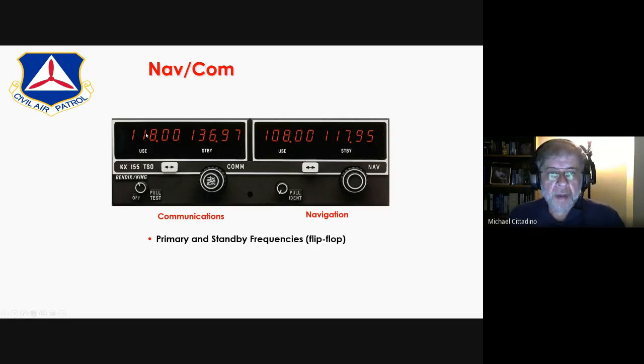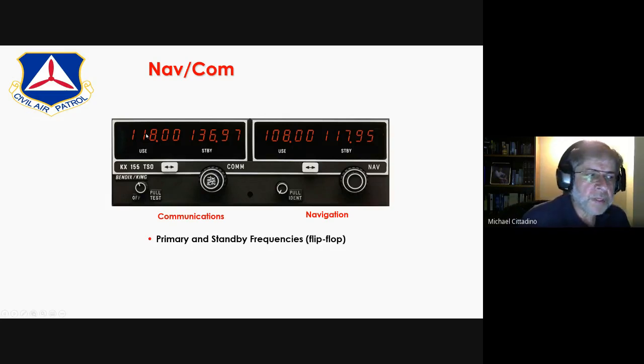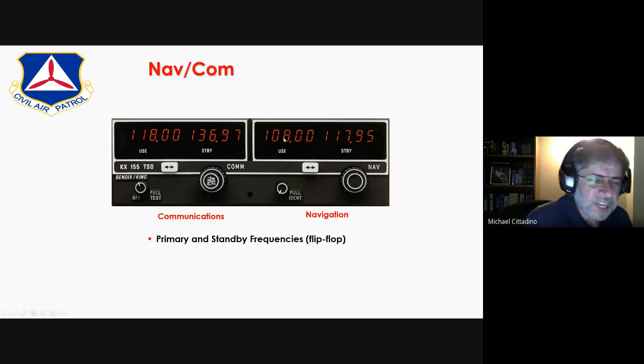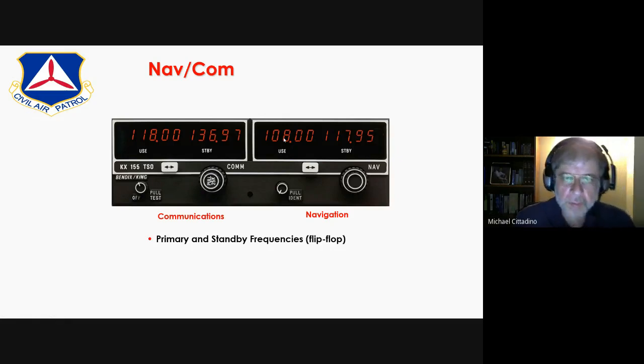And here in the radio window, we see that we've got a pair of frequencies. One is the use frequency or in-use frequency. The other is the standby frequency. The in-use frequency is the one that the radio is either communicating over to other aircraft or to air traffic control, or that it is receiving from a navigation station for radio navigation.